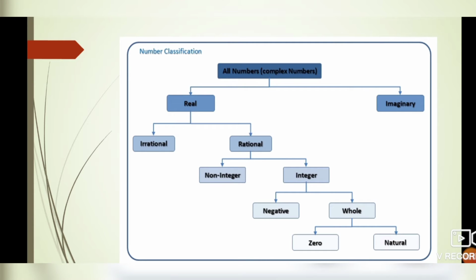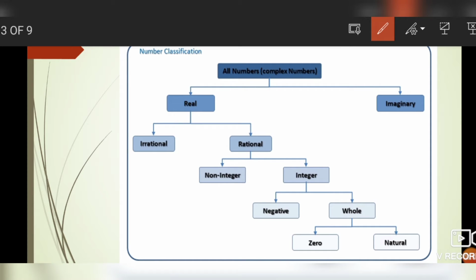In the broad classification of numbers which we studied last year, we have something like this in a flowchart, where numbers can be divided broadly into two parts, imaginary numbers and real numbers. In imaginary numbers, all the complex numbers come under it. We are going to discuss imaginary numbers when we go to class 11. Now, in real numbers again we have two classifications, rational and irrational.